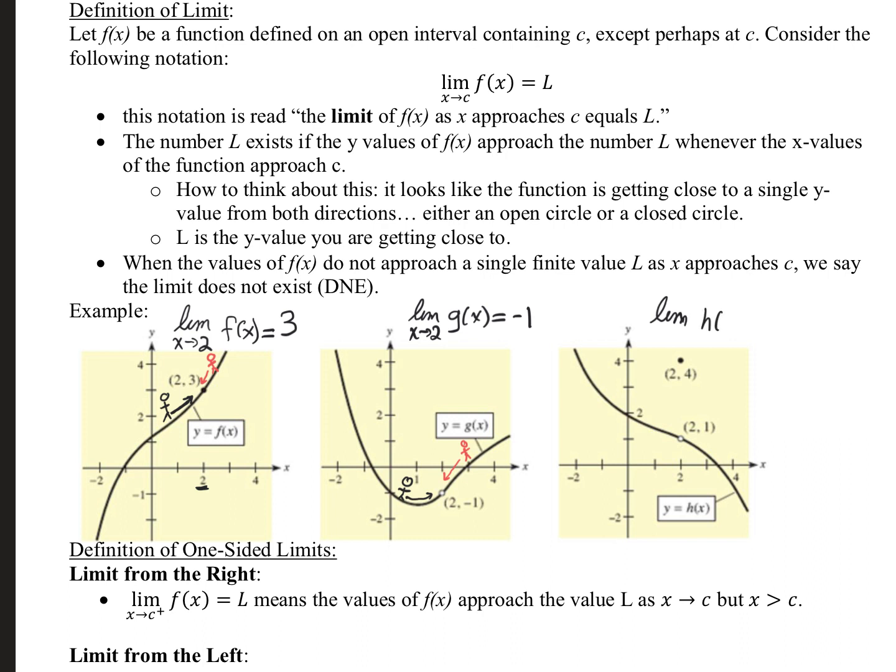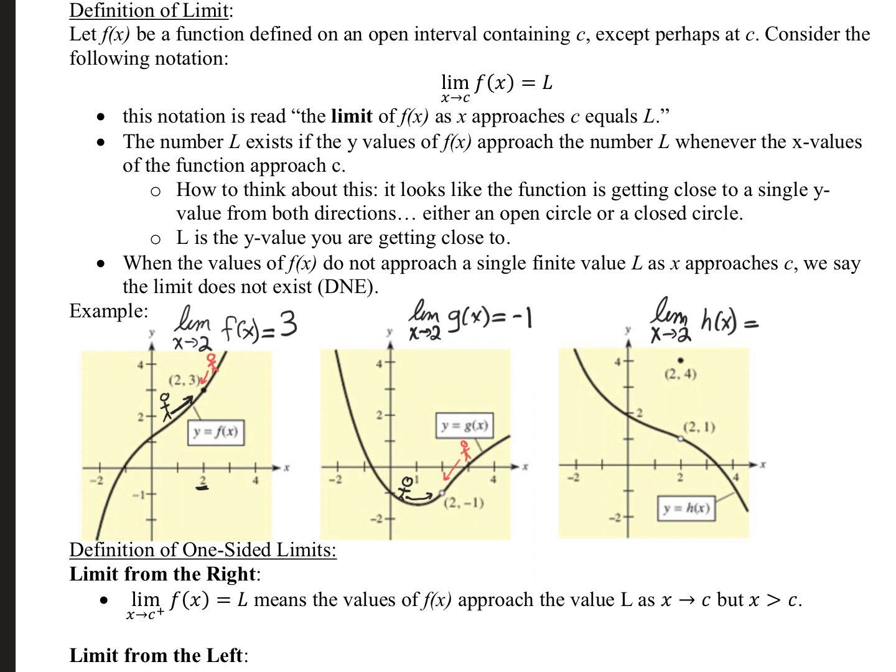This time the function is called h, so I'll ask what is the limit of h of x as x approaches 2, and you see something a little bit different happen here. We have an open circle on the graph and we have a closed circle somewhere else. So we'll have to think about how we interpret those as we ask the question. But the question's the same. What is the limit of the function as we approach 2?